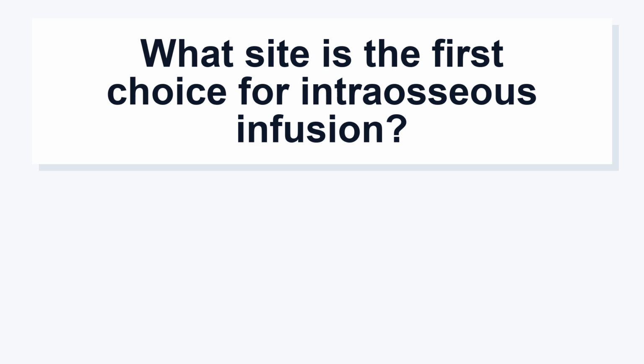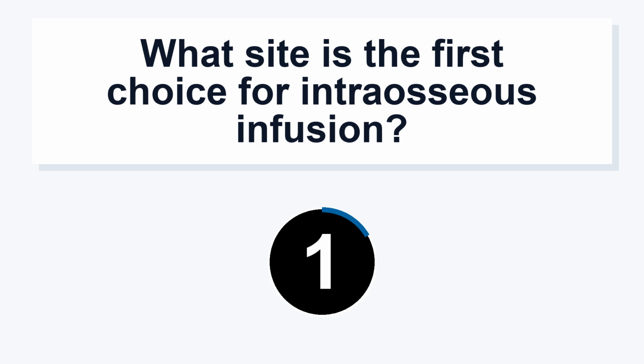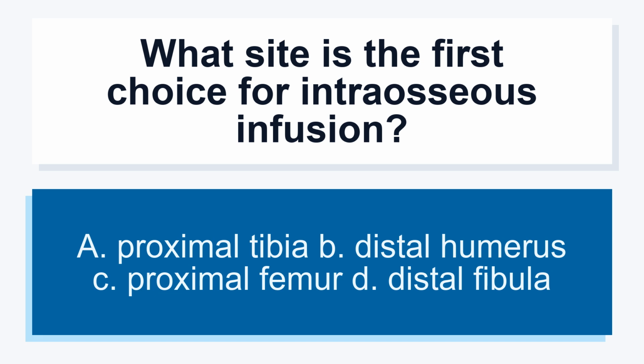What site is the first choice for intraosseous infusion? A. Proximal tibia. B. Distal humerus. C. Proximal femur. D. Distal fibula.